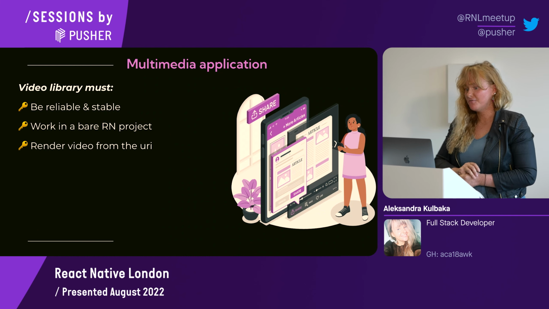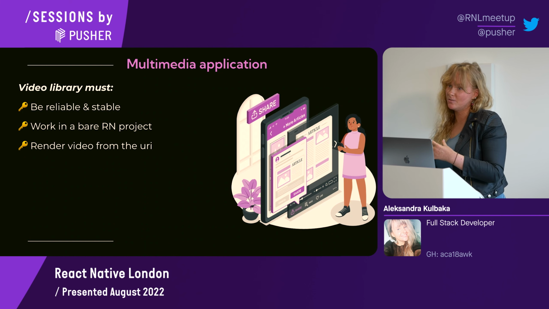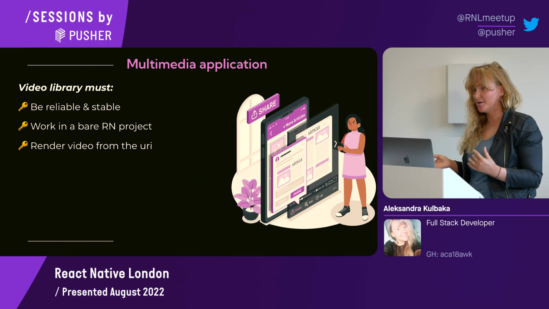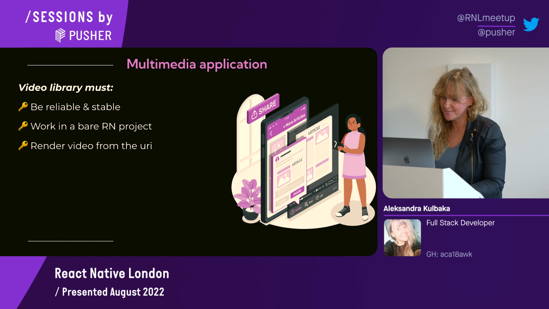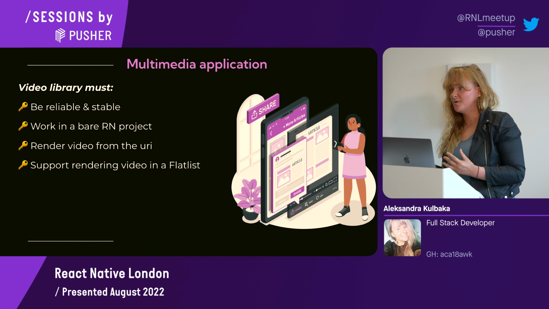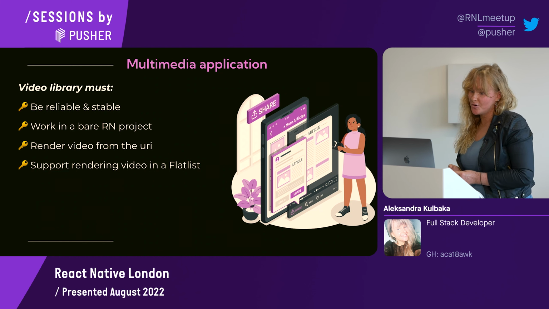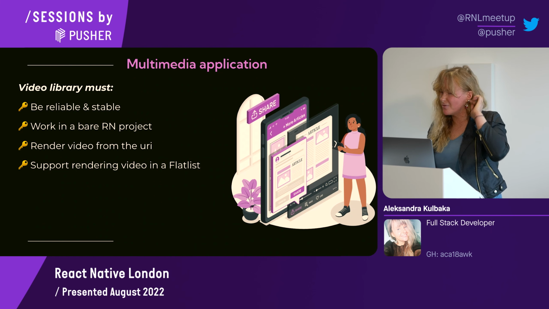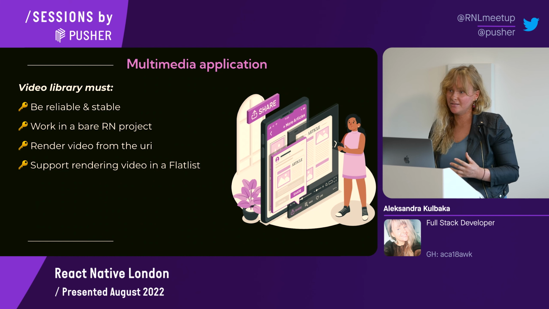It needs to render video from the URI, so we didn't have any local files. All the videos were hosted, and we were getting them from the URI. So it is important that the library obviously supports that. We weren't very worried about supporting multiple videos on a single page, but it was important that the library will support rendering video in a flat list, because that's how we display most of the content in our app.